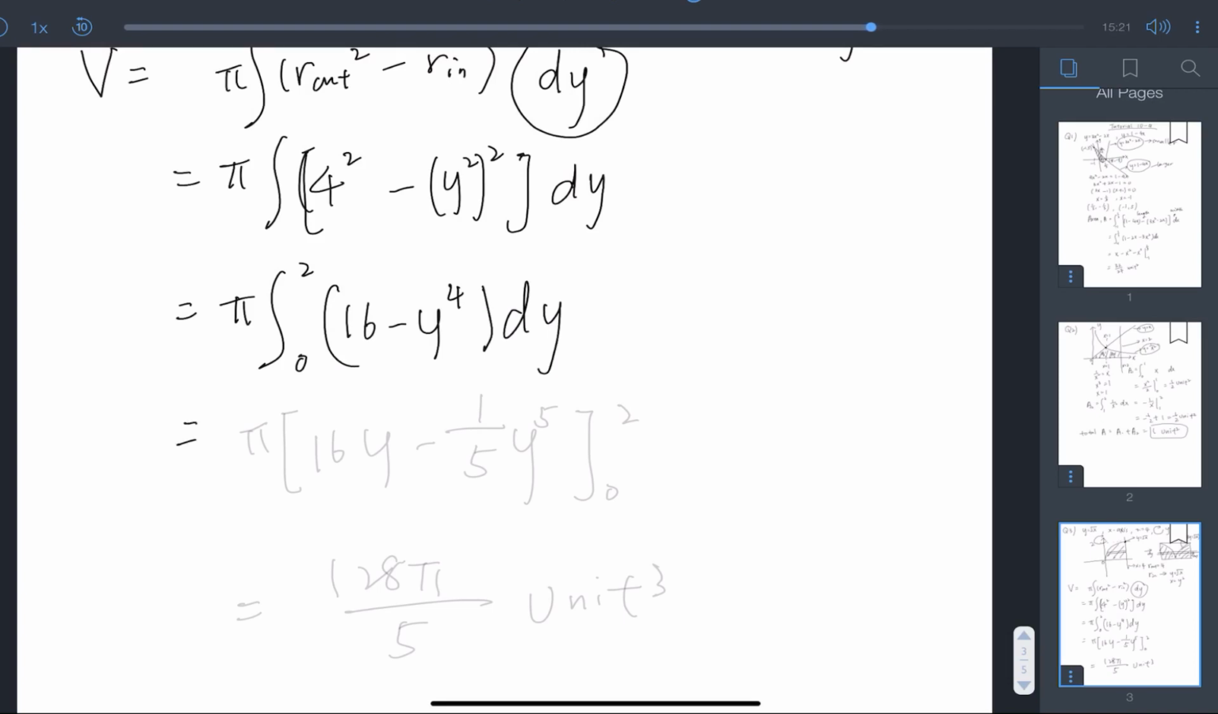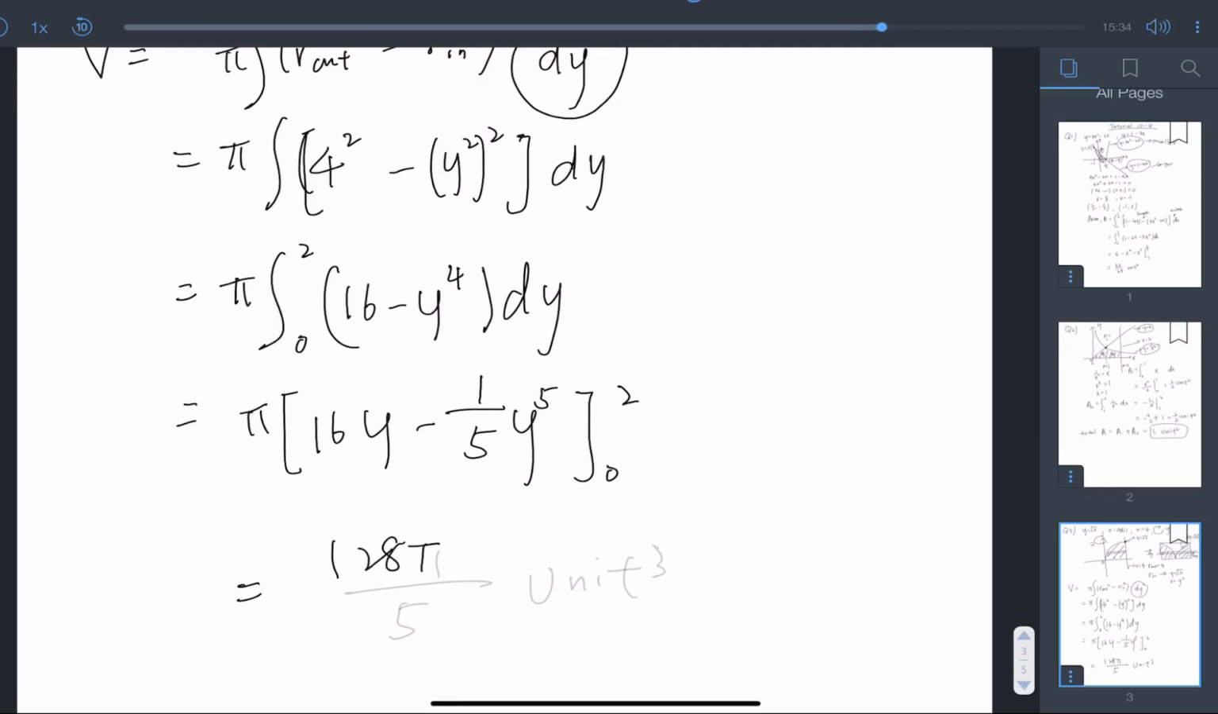So solving this integral will lead you to find the volume. So the volume is this unit cube.